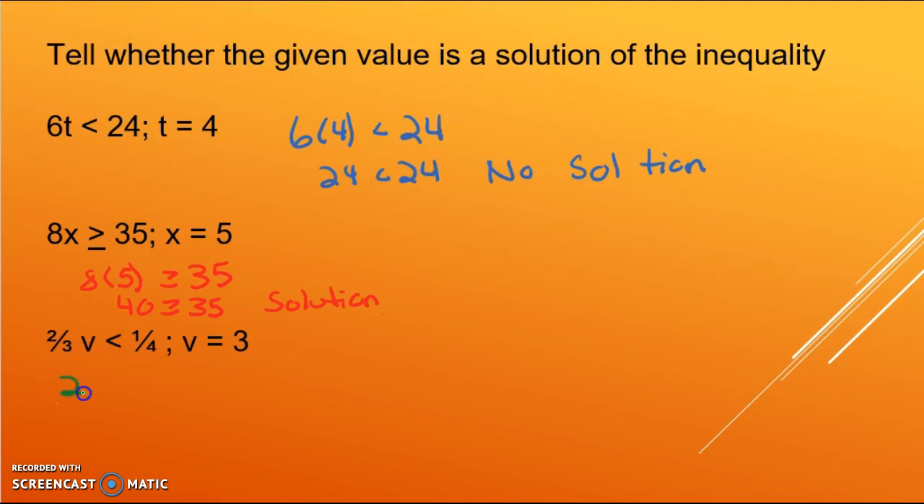And for our last one, we have 2/3 times 3 is less than 1/4. That's 3 over 1. Cross reduce here, make those both 1s. We have 2 is less than 1/4. 2 is not less than 1/4, so we would write no solution again.